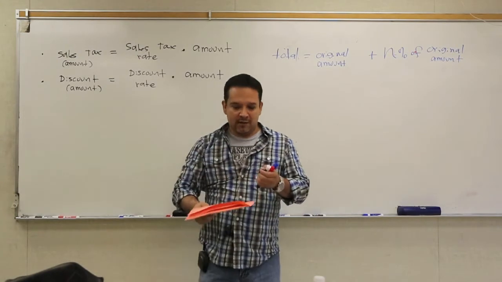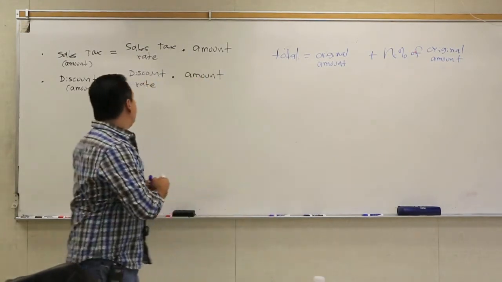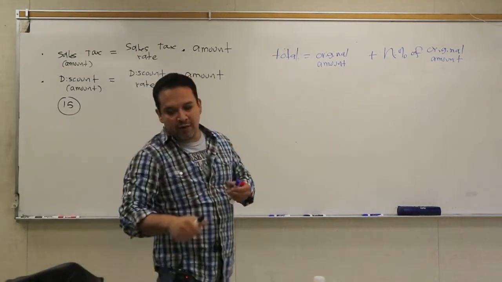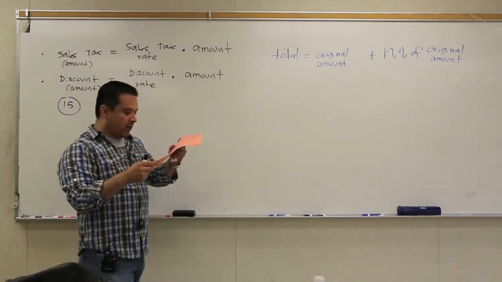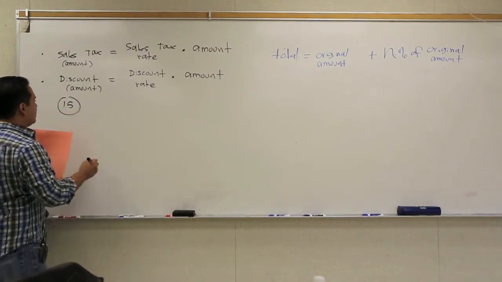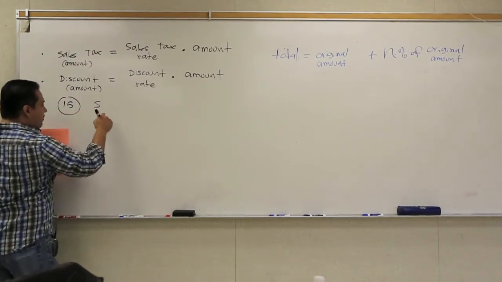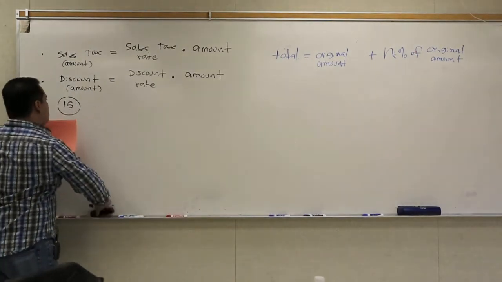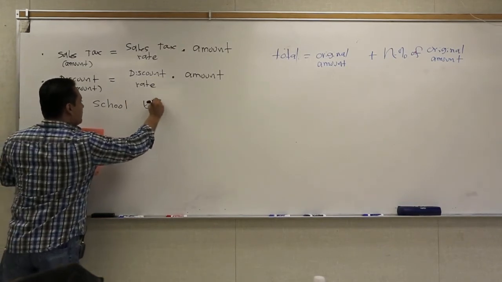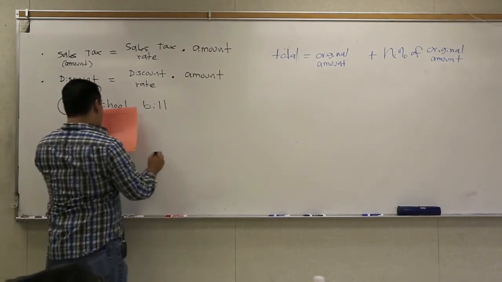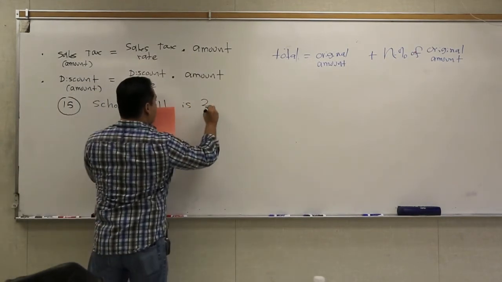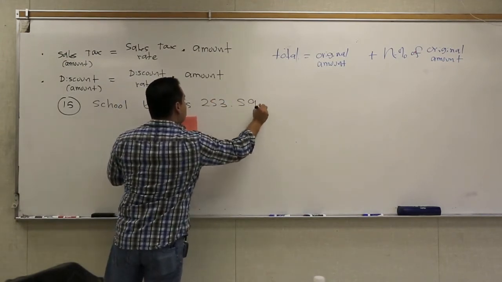All right, let's look at number 15. We didn't do 15, right? No. All right, this is the situation here. 15 says, it's on our worksheet, a tax-exempt school received a bill of $253.59. So there's a bill that they received. Let's call it the school bill. $253.59. This is the school bill.